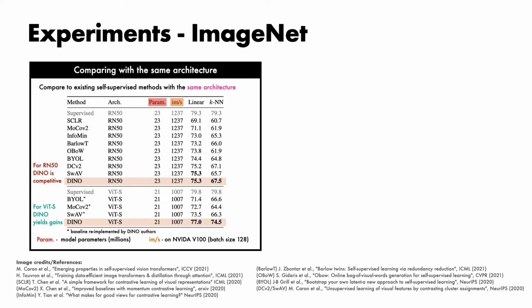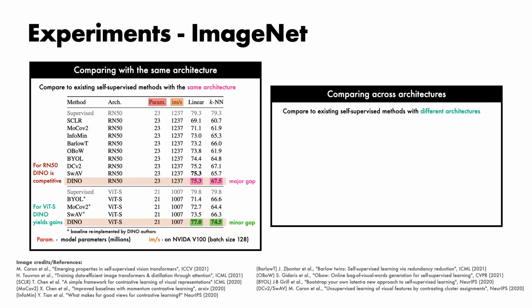It's particularly notable that the linear probe and k-nearest neighbor scores have a relatively minor gap for ViT, which is quite different from the ResNet-50, in which the linear probe scores exhibit a major gap over the k-nearest neighbor scores. A second comparison investigates the performance of DINO across different architectures.